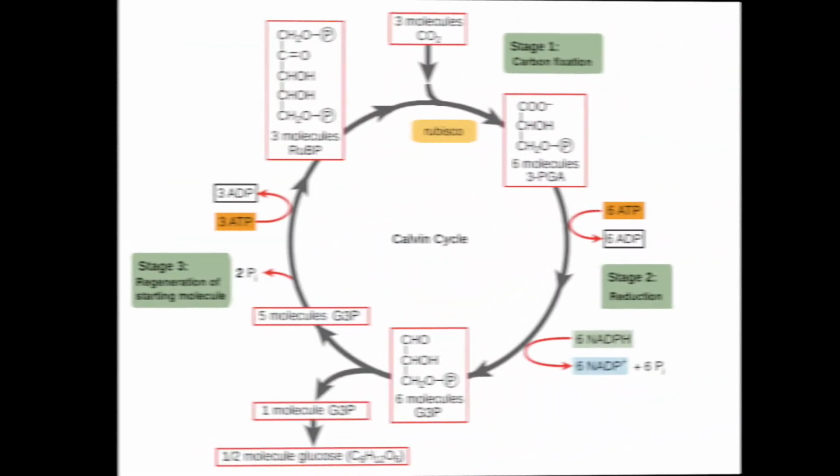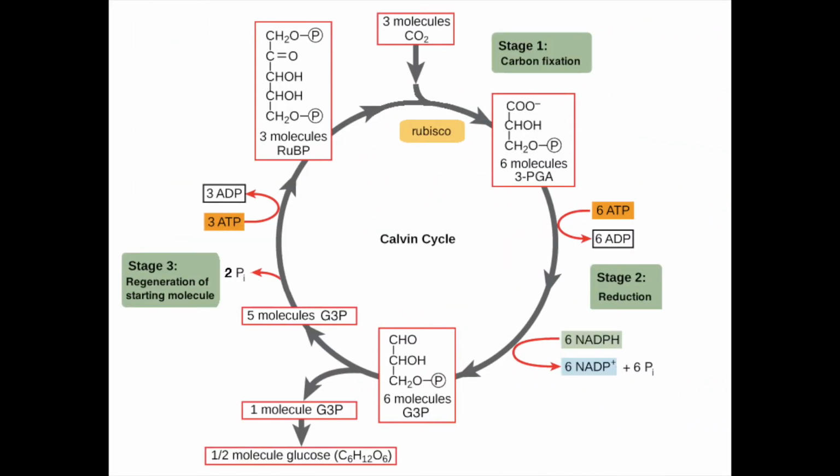The Calvin cycle is the second part of photosynthesis and is also known as the dark reactions because it doesn't require light to function. The cycle uses the ATP and NADPH produced and transferred from the light reactions and CO2 to produce glucose. The Calvin cycle has three stages: carbon fixation, reduction, and regeneration.